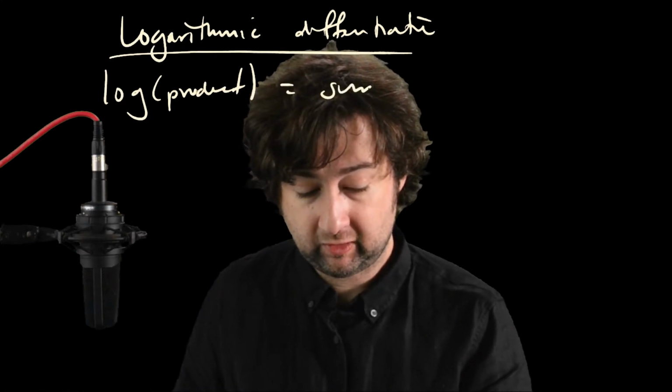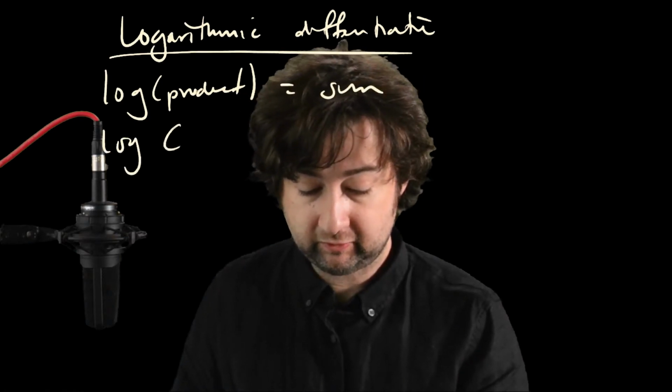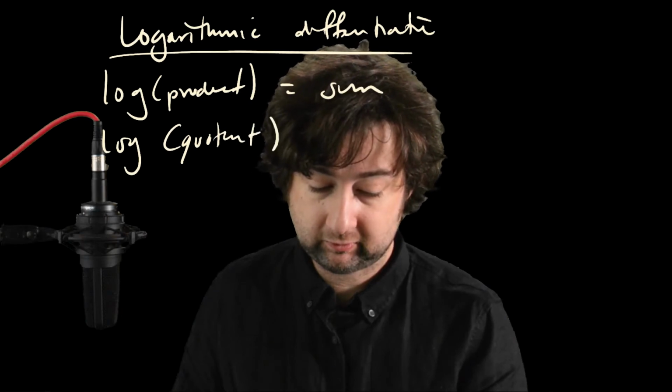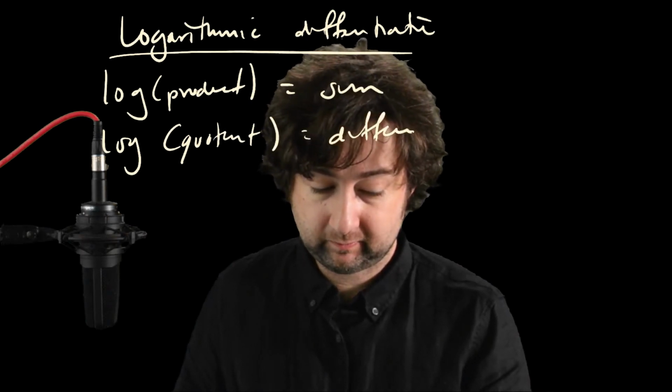The last idea that I want to introduce is called logarithmic differentiation. So logarithmic differentiation is a way of attacking complicated derivatives where you'd have to use crazy product and quotient rules. Because remember, what a logarithm does is it takes products and it turns them into sums, and it takes quotients and it turns them into differences. So the log of a product is equal to a sum, and the log of a quotient is equal to a difference.